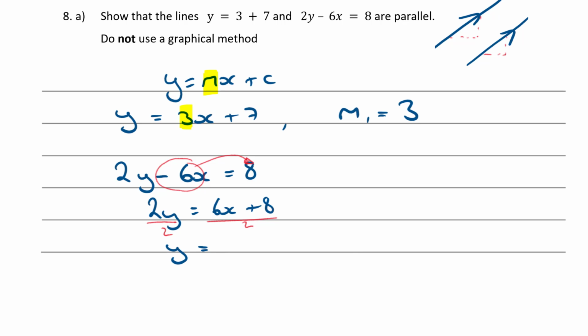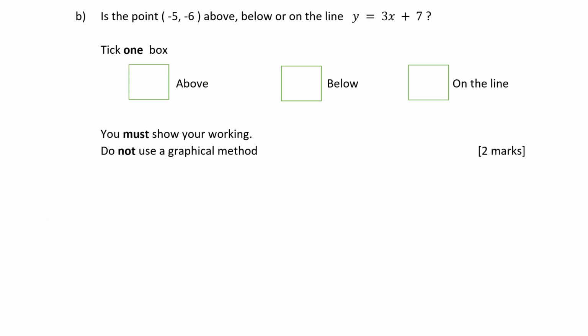So that's going to give me y is equal to, now 6x plus 8 over 2. I can divide the 2 into the 6x and into the 8. And that's going to give me 3x plus 4, like that. So now it is in the form y equals mx plus c. And you can see the gradient there is also 3. So I can say that m2 is also equal to 3. And therefore m1 equals m2. So they are parallel. Okay, done.